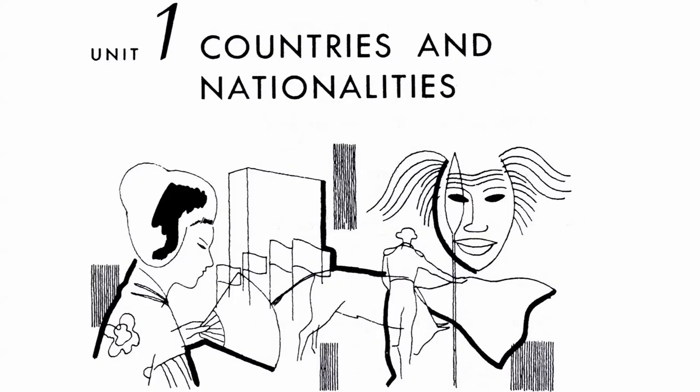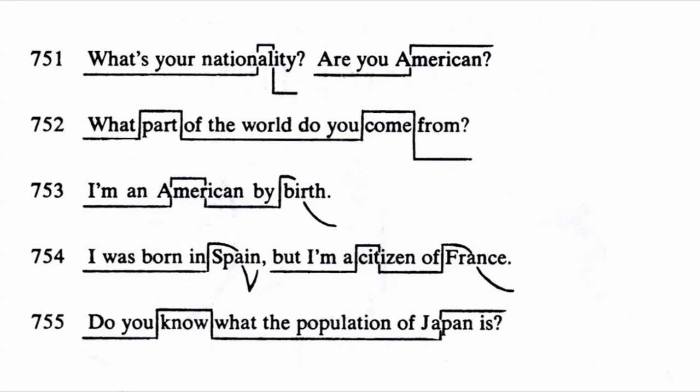Countries and nationalities. What's your nationality? Are you American? What part of the world do you come from? I'm an American by birth. I was born in Spain, but I'm a citizen of France.